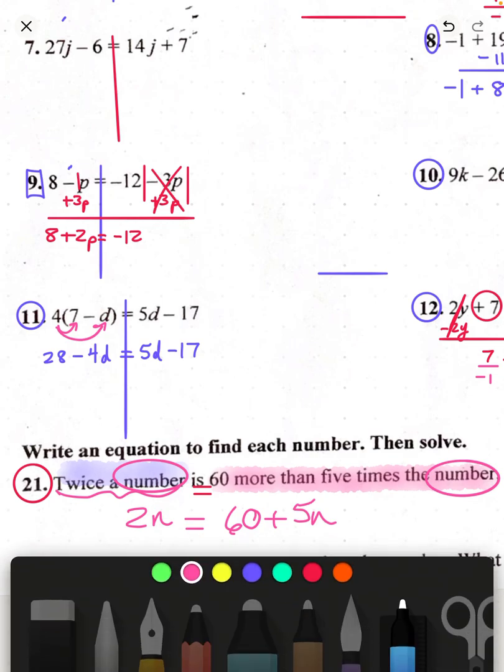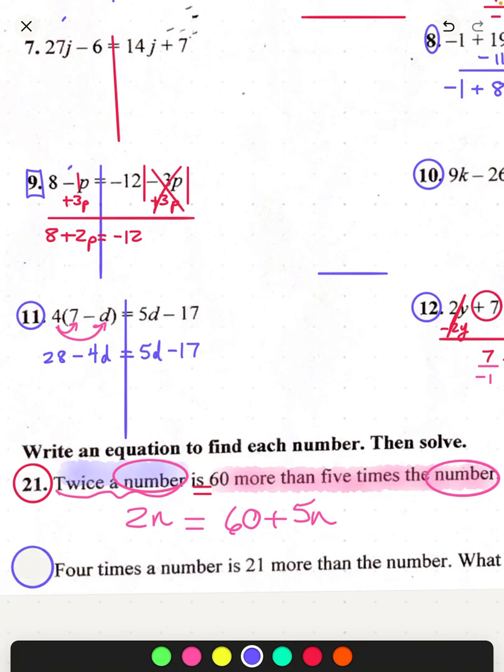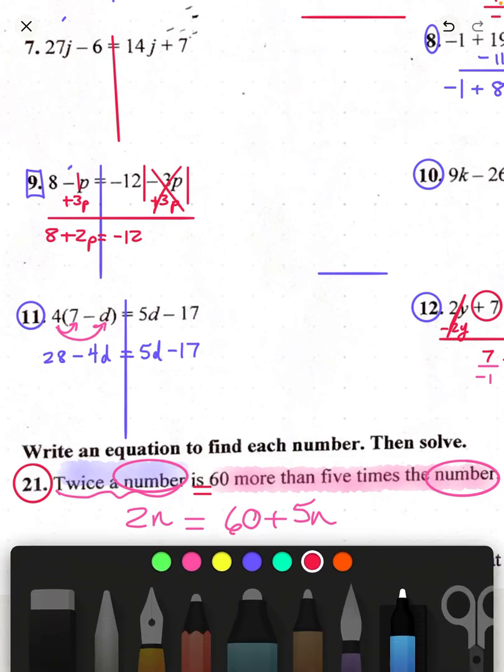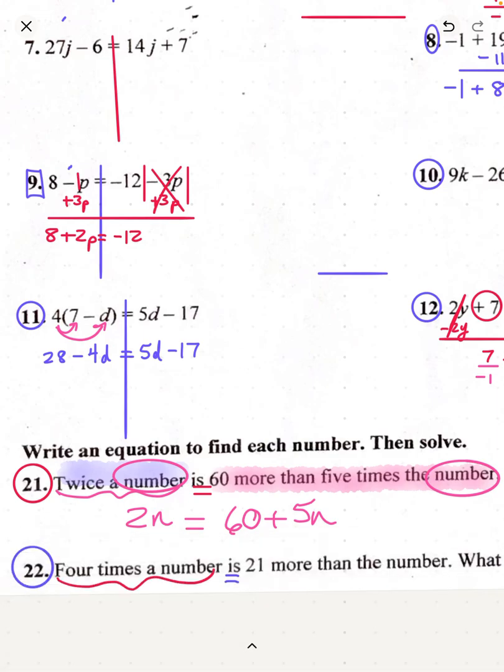Okay, now for number 22, 4 times a number equals 21 more than the number. All right, so again, if I'm looking at this, 4 times the number, sure, 4n equals 21 more than the number. More than, we're going to add to that number, and then you solve for n.